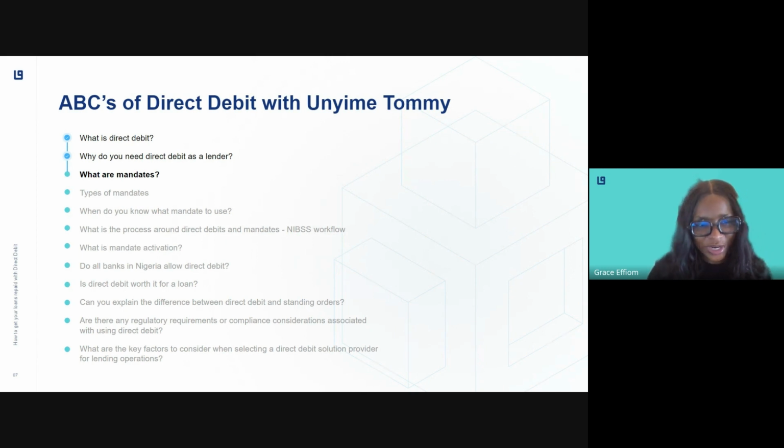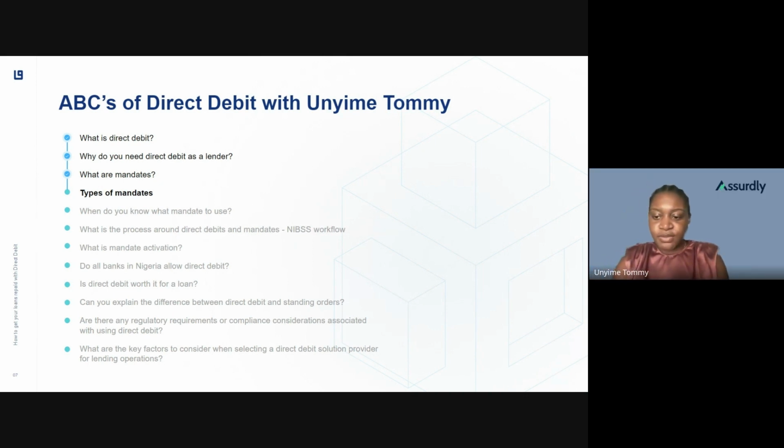We'll go to the next question, or the next ABCs, which is: what are the types of mandates that are available for lenders to leverage? Okay, so today there are two types. The paper mandates, which I think everyone is accustomed to, whereby either a letter is sent to the bank, or a form that is duly signed by the customer or borrower is sent to the bank, and then the bank treats that as an authorization for you as a lender to debit the account. So that's the regular one that we are all used to, right?